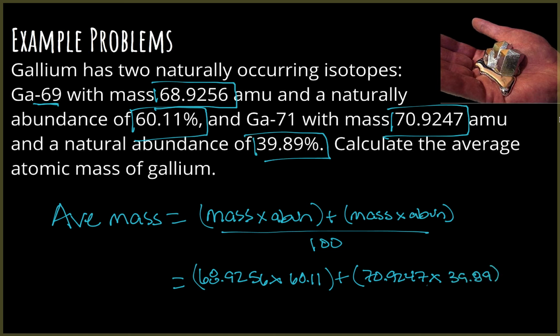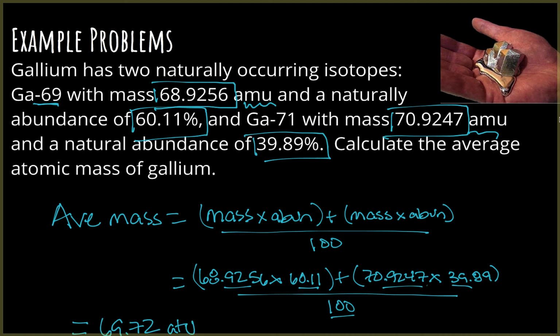Notice the abundance always equals 100%. If there are two samples, the two percentages are going to equal 100%. Then we divide by 100 to get our final answer. When I calculate that, mass times abundance plus mass times abundance divided by 100, I'm going to round to 2 decimal places, because that's how we take those numbers off the periodic table. So I'm going to call my average mass 69.72, and the unit is AMU, atomic mass unit. So the average atomic mass of gallium is 69.72 AMU.